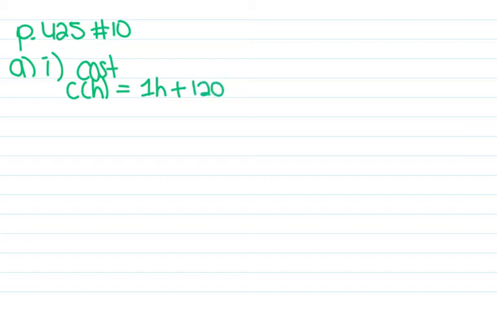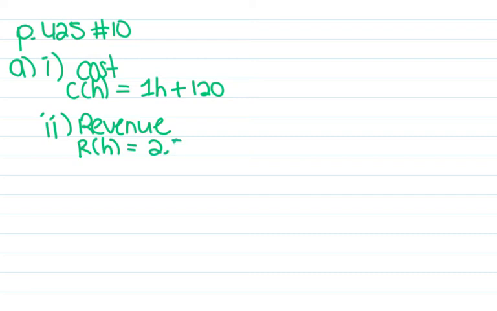So part A, part 1, we'll start with the cost. So the cost as a function of the number of hot dogs sold, so C of H, equals $1 per hot dog sold plus a fixed cost of $120 to operate. The revenue for the second part, how much does he make? The question said he earns $2.50 per hot dog sold in revenue. So R of H equals 2.5 H.